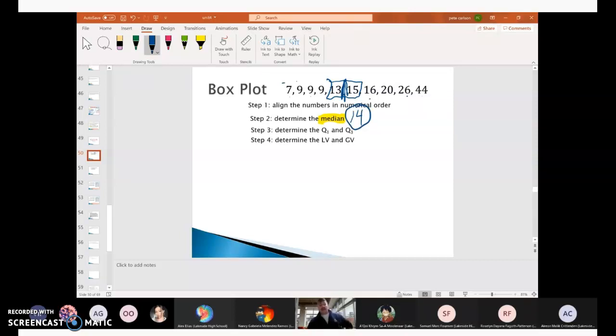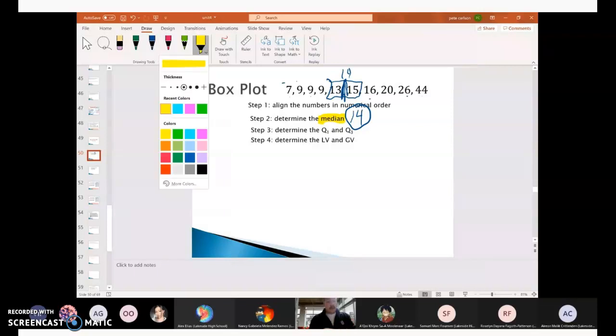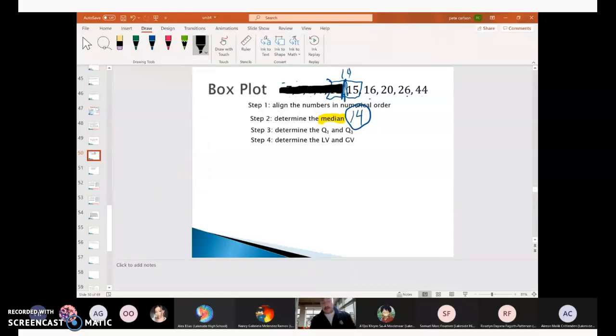Now, the Q1 and Q3, that's the median of each side. So I'm going to go ahead and put a little 14 right here. Now, to find the median of the other side, I'm going to block out the other side. So I'm going to block all this out. And I'm going to ask myself, what's the middle number of these? Well, the middle number of these would be 20. So that's my upper quartile. Now I'm going to do the same thing on the other side.